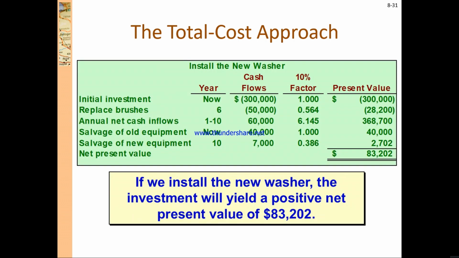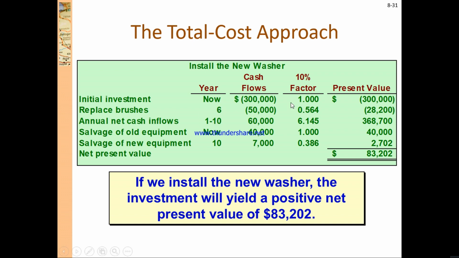The total cost approach. By using the total cost approach, install the new washer. You have the initial investment, now means year 1. You know very well in the net present value approach that now means 1. So our initial investment is a cash outflow. So we have to calculate 1 multiplied by the initial investment, that means cash outflow, so 3 lakh. In this case, replacement of brushes at 6 years.